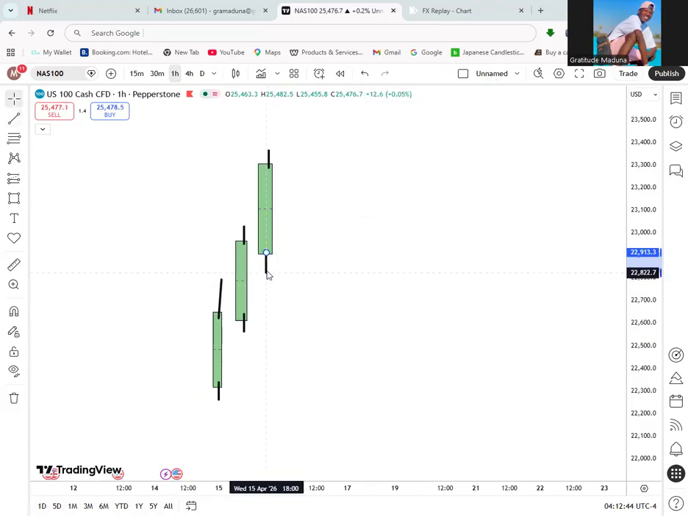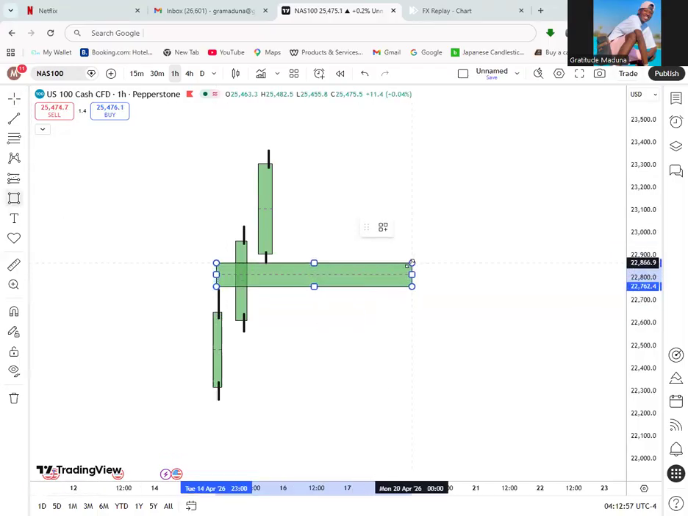But sometimes you find the wicks are small. Sometimes it's just the body and there's no wick, and it could be like this. But as long as it leaves a gap, we call that a fair value gap. It's when price moves too quickly that it leaves a gap, and the market must come back and fill that gap. We call it a point of interest.